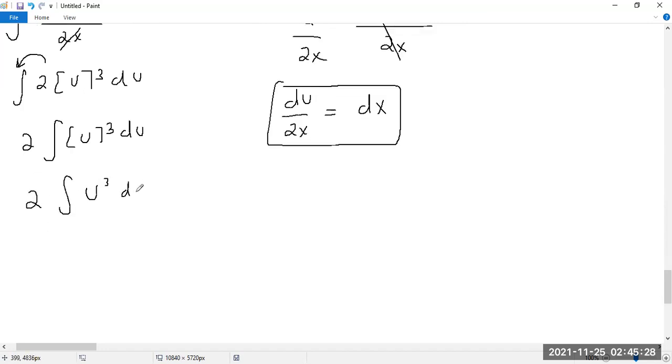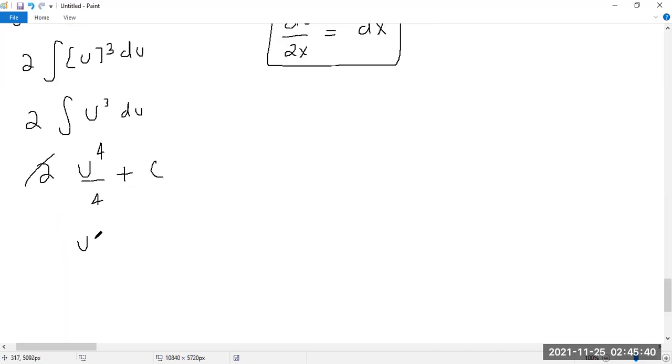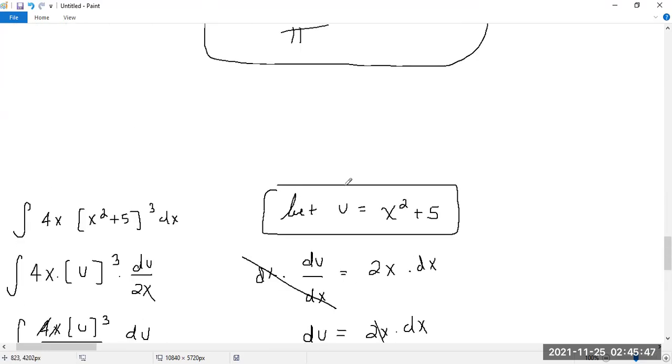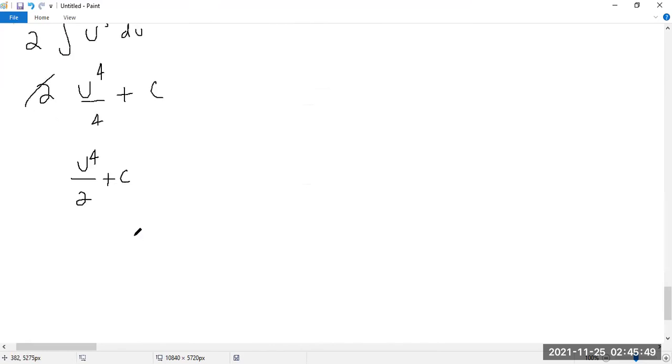And so at this point, I'm just doing the integral of u cubed, which is 2 times u to the 4th over 4 plus c. I'll simplify this a little bit: this is u to the 4th over 2 plus c. And then at the very end, I'll just put my u back, which was x squared plus 5. So this is (x squared plus 5) to the 4th over 2 plus c.